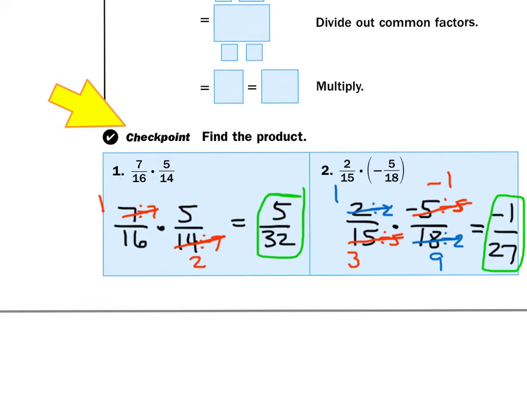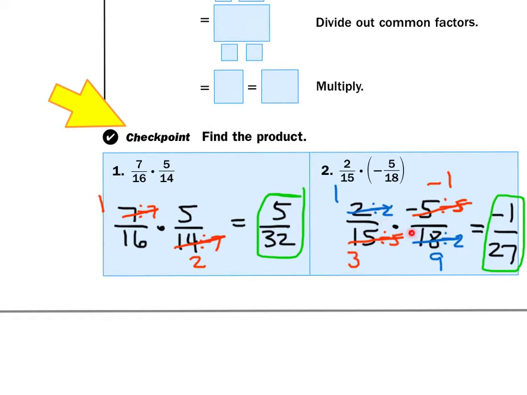And now look at what I did with my red. I looked across this way, 15 and negative 5. I see that 5 goes into both, so I divided both by 5. So negative 5 divided by 5, I crossed it out and made a negative 1. 15 divided by 5, I crossed that out and made it a 3.